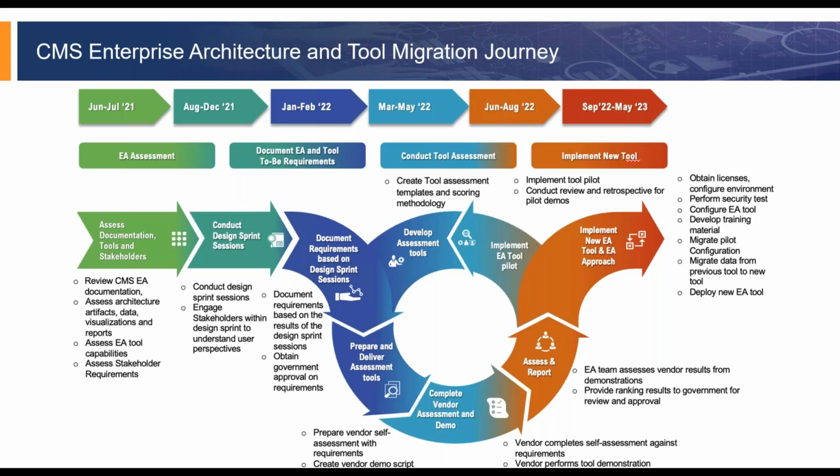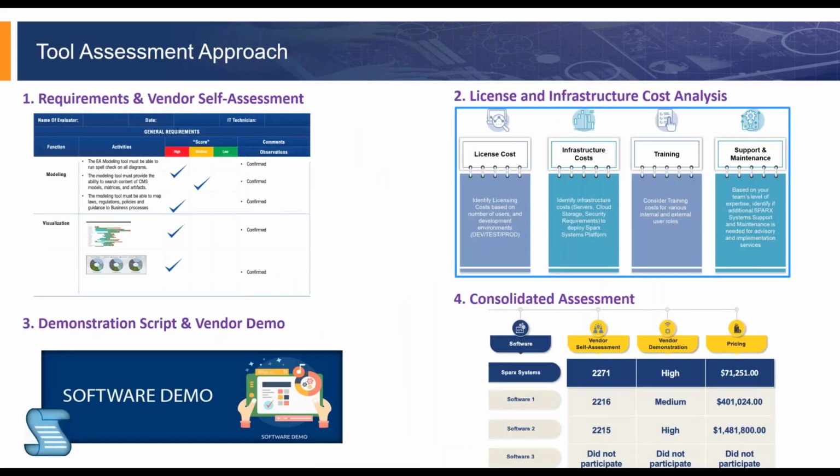Next slide. In our next slide, ERP's tool assessment approach for CMS consisted of 4 assessment products. Product number 1, the vendor and tool assessment, self-assessment.